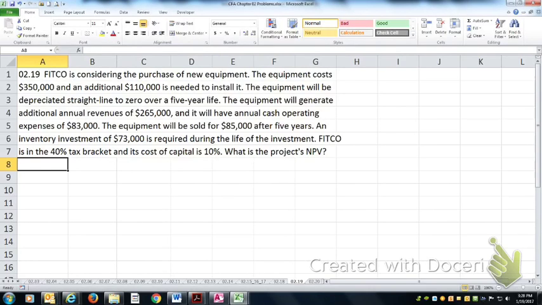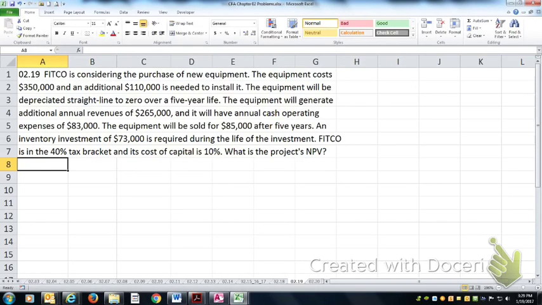Going to generate revenue each year of $265,000, has additional expenses of $83,000 plus the depreciation expenses. You could sell the equipment at the end of 5 years for $85,000. When you sell it, there will be a taxable event because you're selling a piece of equipment that you've depreciated to 0 and you're selling it for $85,000. It means you took too much depreciation.